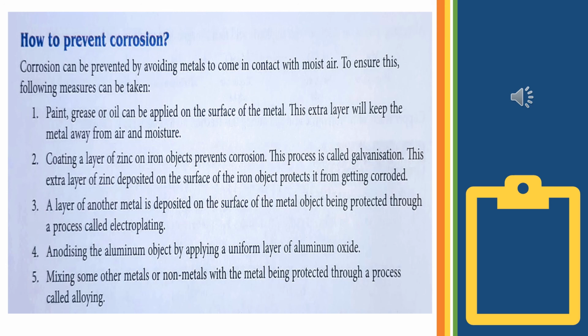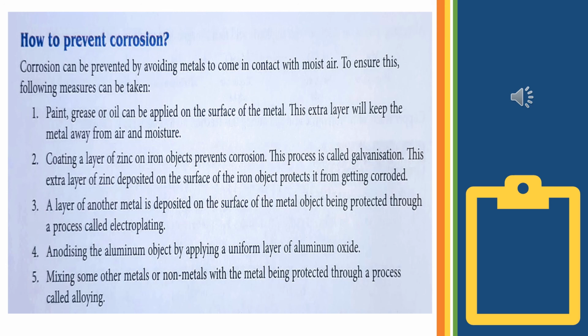Mixing some other metals or non-metals with the metal being protected is done through a process called alloying. Now alloying is a completely different process which is used to prevent corrosion. Those who have been to Qutub Minar already know that in Qutub Minar there is an iron pillar which has been standing there for I don't know how many centuries. We can't say one century, it is there for many centuries.